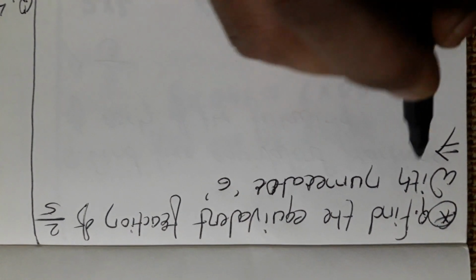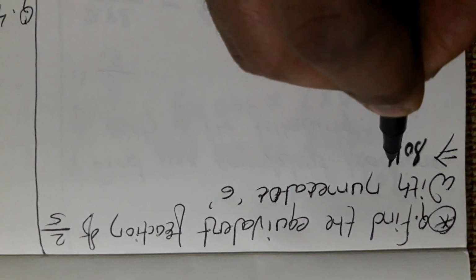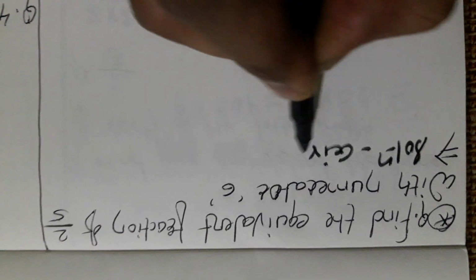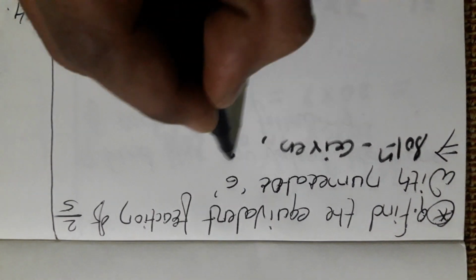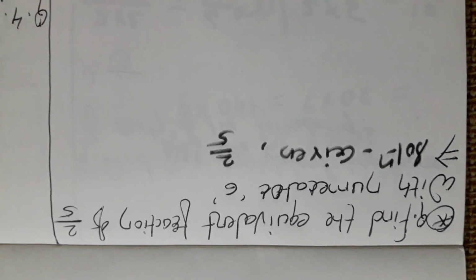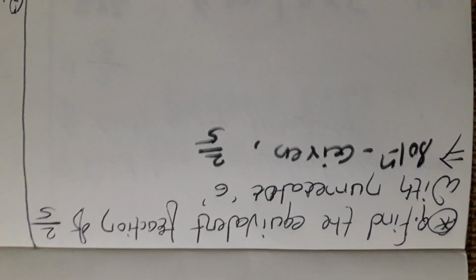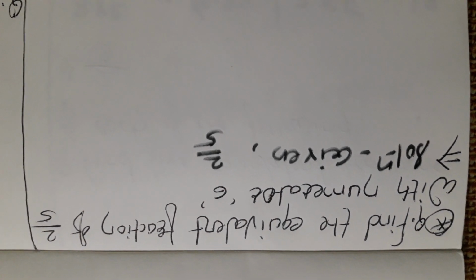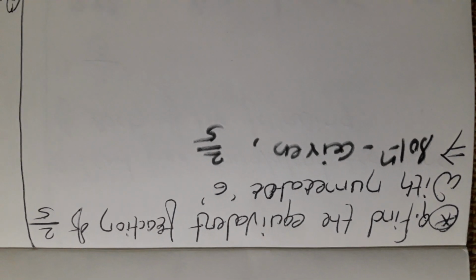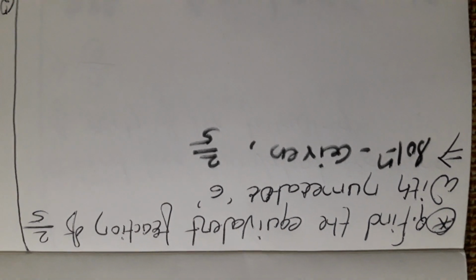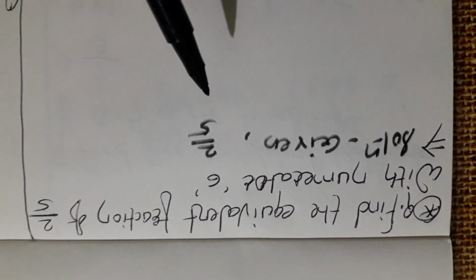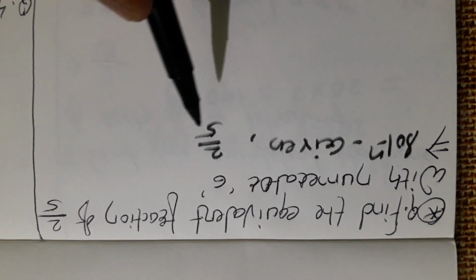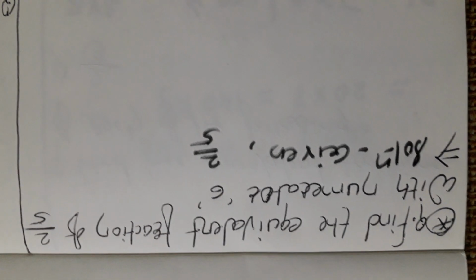Okay, let me first of all write what is given. Solution, given: what is the given fraction? The given fraction is 2 upon 5. We are going to find the equivalent fraction of 2 upon 5, but a condition is given here. What is it? The numerator must be 6.